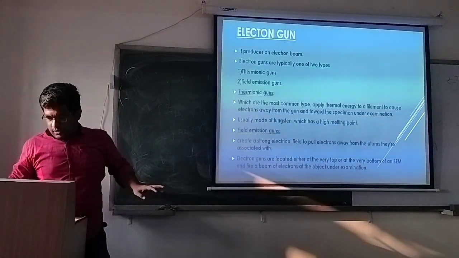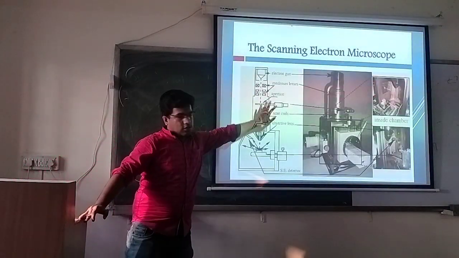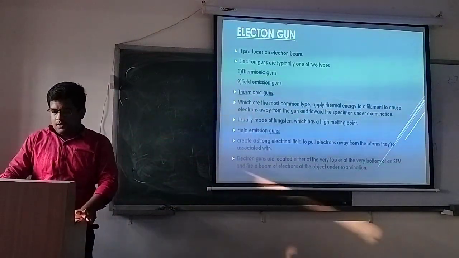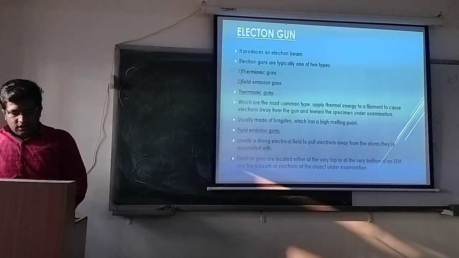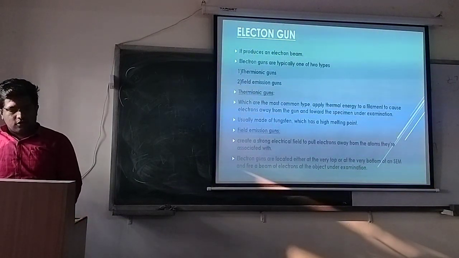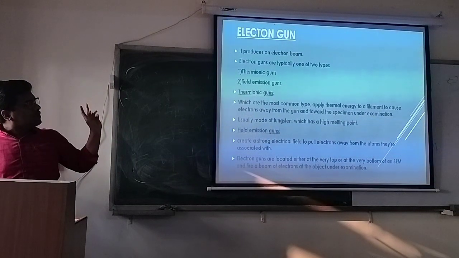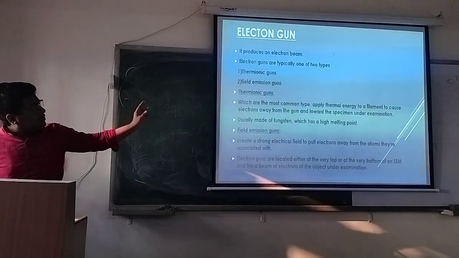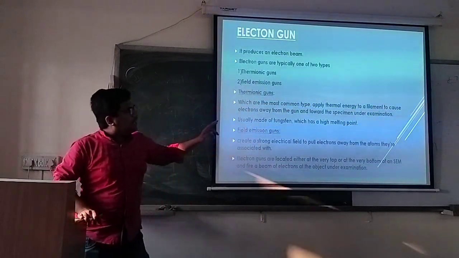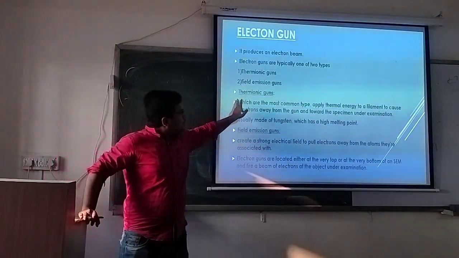First, I will talk about the electron guns. Electron guns produce the electron beams. There are typically two types of electron guns: thermionic electron guns and field emission guns. First we talk about the thermionic guns. Thermionic means thermal energy.